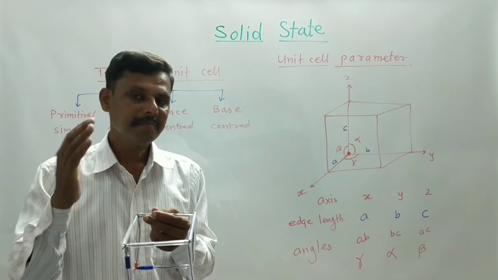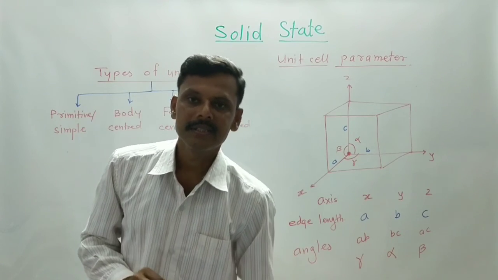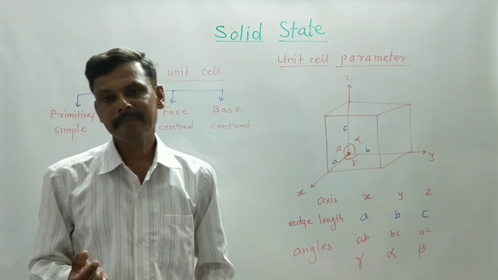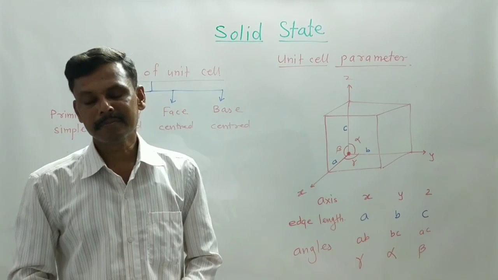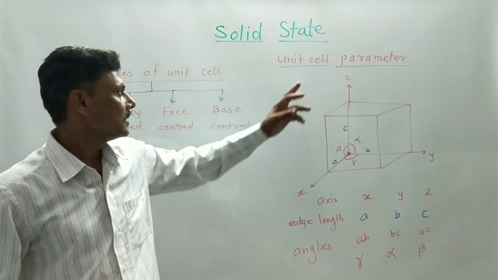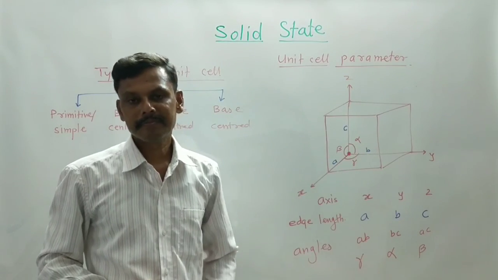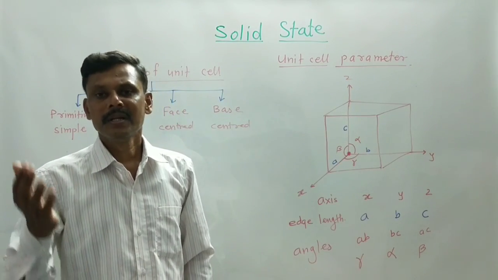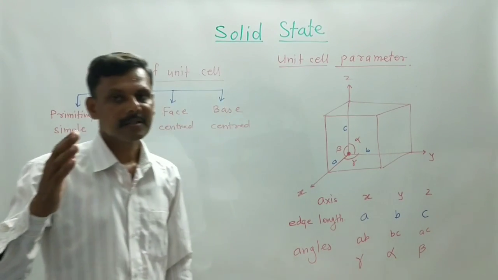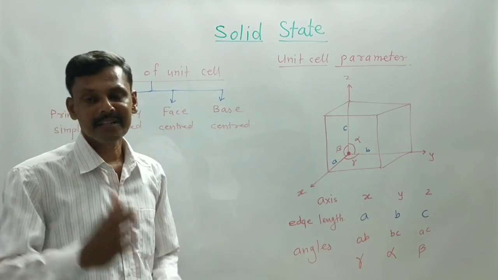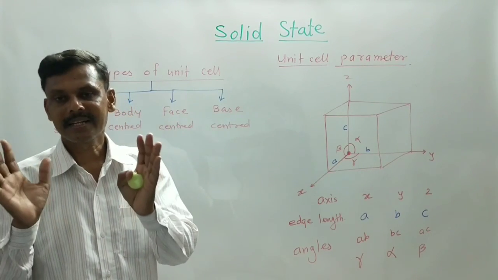My dear friends, by using these 2 concepts, that is types of unit cell (simple, body centered, face centered and base centered) and parameters of unit cell, we are going to discuss the various crystal systems, that is 7 crystal systems and 14 Bravais lattices.